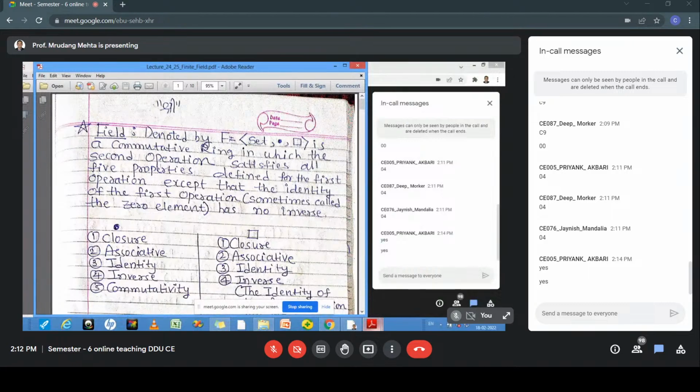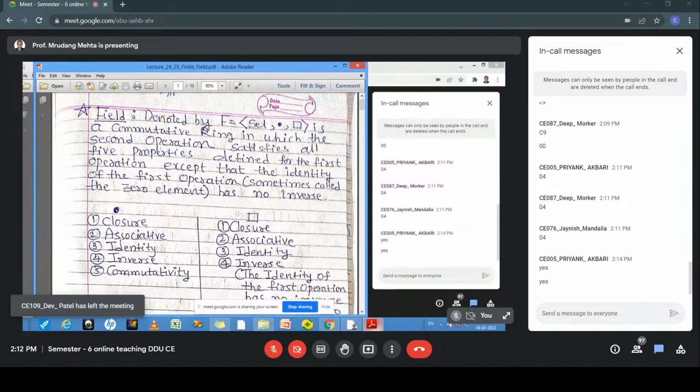A field is denoted by F, which is a commutative ring in which the second operation satisfies all 5 properties defined for the first operation. For the first operator you have to define all 5 properties, but for the second operator you can define all but one, that is, the inverse has a relaxation.